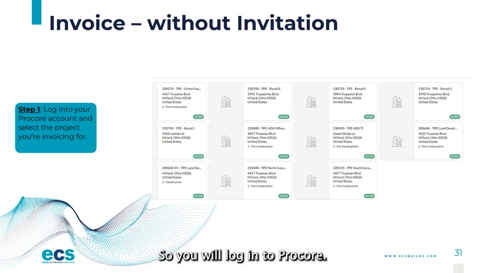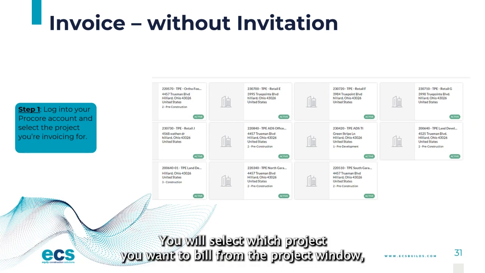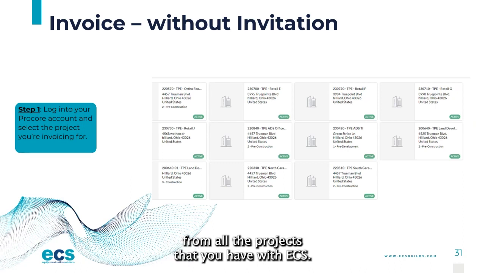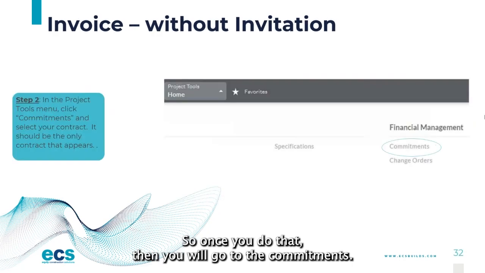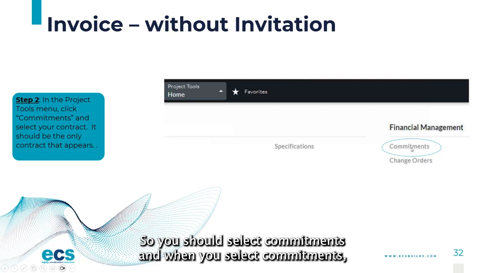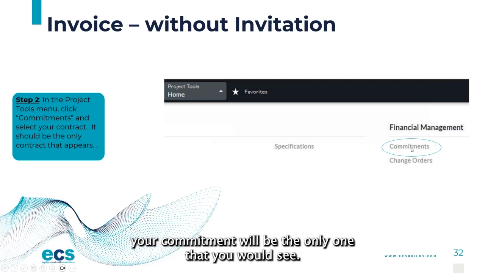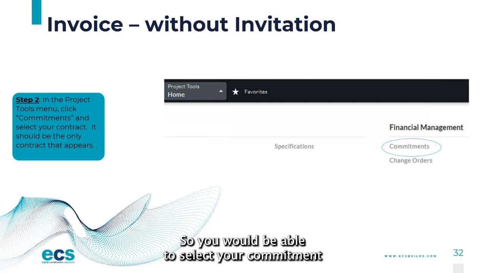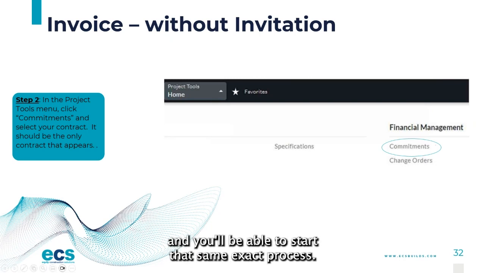So you will log into Procore. You will select which project you want to bill from the project window, from all the projects that you have with ECS. Once you do that, you will go to the commitments. There is a commitments box right here that should show up, so you should select commitments. When you select commitments, your commitment would be the only one that you would see. You would be able to select your commitment and start that same exact process.